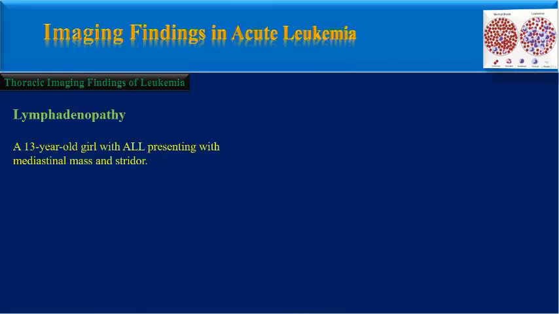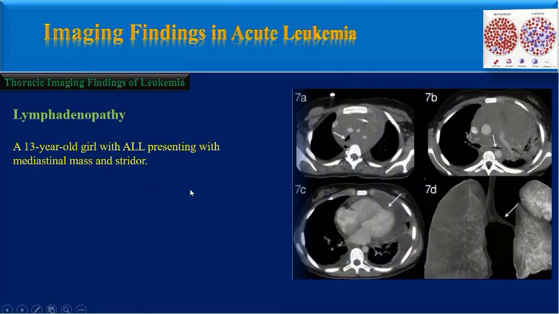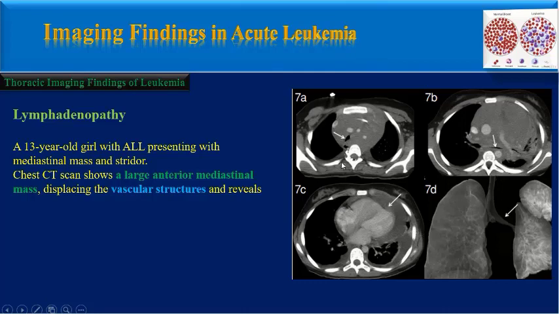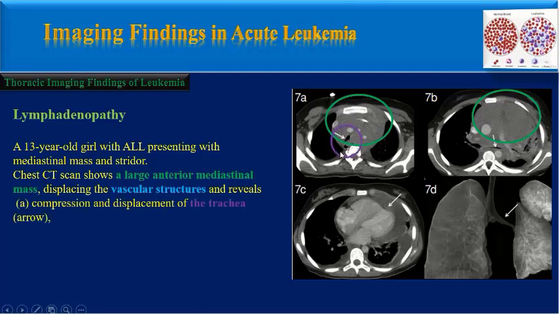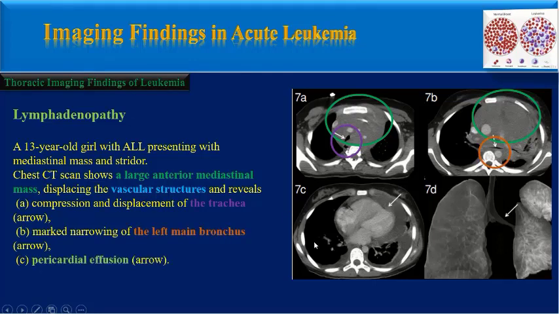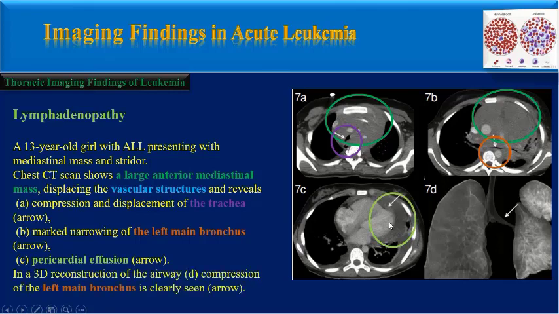Another case, a 13-year-old girl with acute lymphocytic leukemia presenting with a mediastinal mass and stridor. In this chest CT image, there is a large anterior mediastinal mass displacing the vascular structures and causing compression and displacement of the trachea, marked narrowing of the left main bronchus, and pericardial effusion. In a 3D reconstruction of the airway, compression of the left main bronchus is clearly seen.